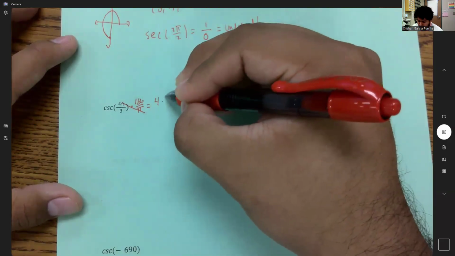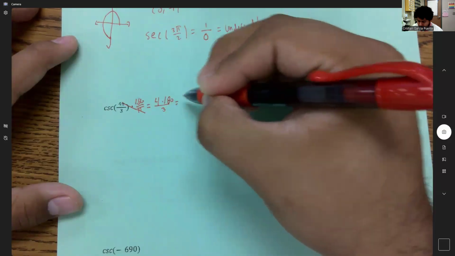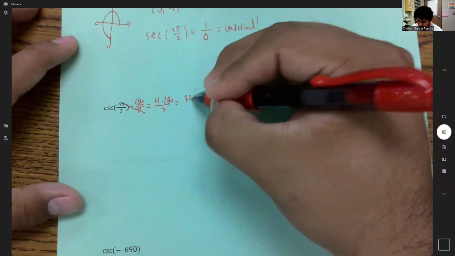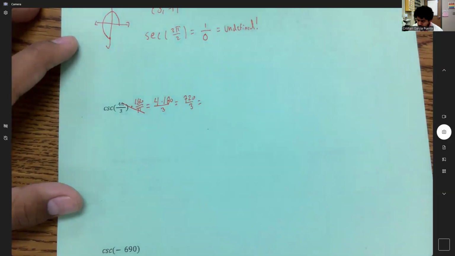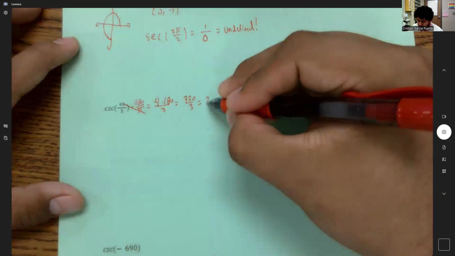Left on top is just 4 and 180, so 4 times 180. On the bottom is 3. 4 times 180 is 720. So the other one is left by 3. And now 720 divided by 3 is 240.